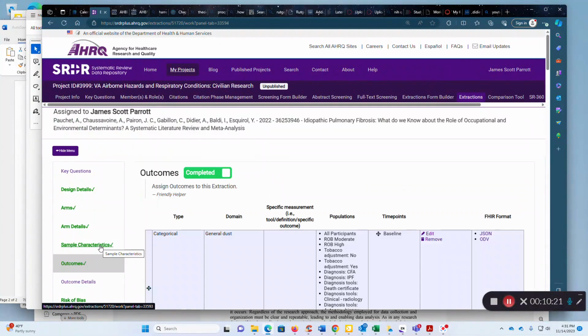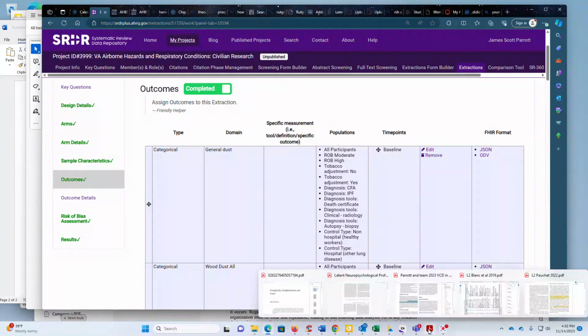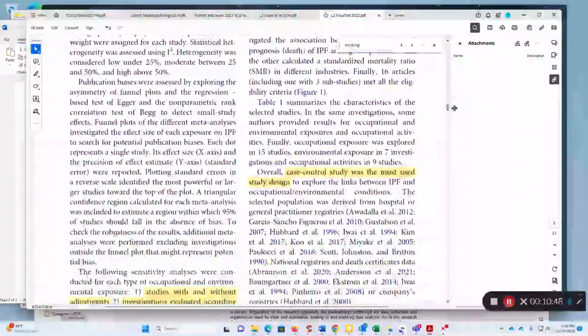Now, here's something I want to contrast between these two articles. So in the Pochet, remember, they organized by the type of exposure. However, in the Blanc, they organized by disease state. So let's look at how we set those up. So first, organizing by exposure. So we have outcomes organized by general dust. And let me just jump back to the Pochet and just show you what that looks like. Remember, it was down here.